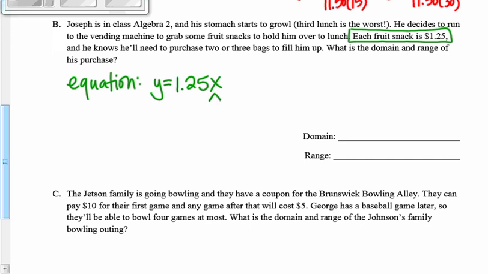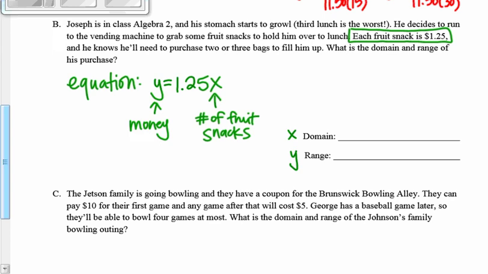So x would be the number of fruit snacks, because it's $1.25 per fruit snack. And y would be the amount of money spent on fruit snacks. Just defining the x and y makes it easier once we get to domain and range. Again, remember, domain is x, range is y.